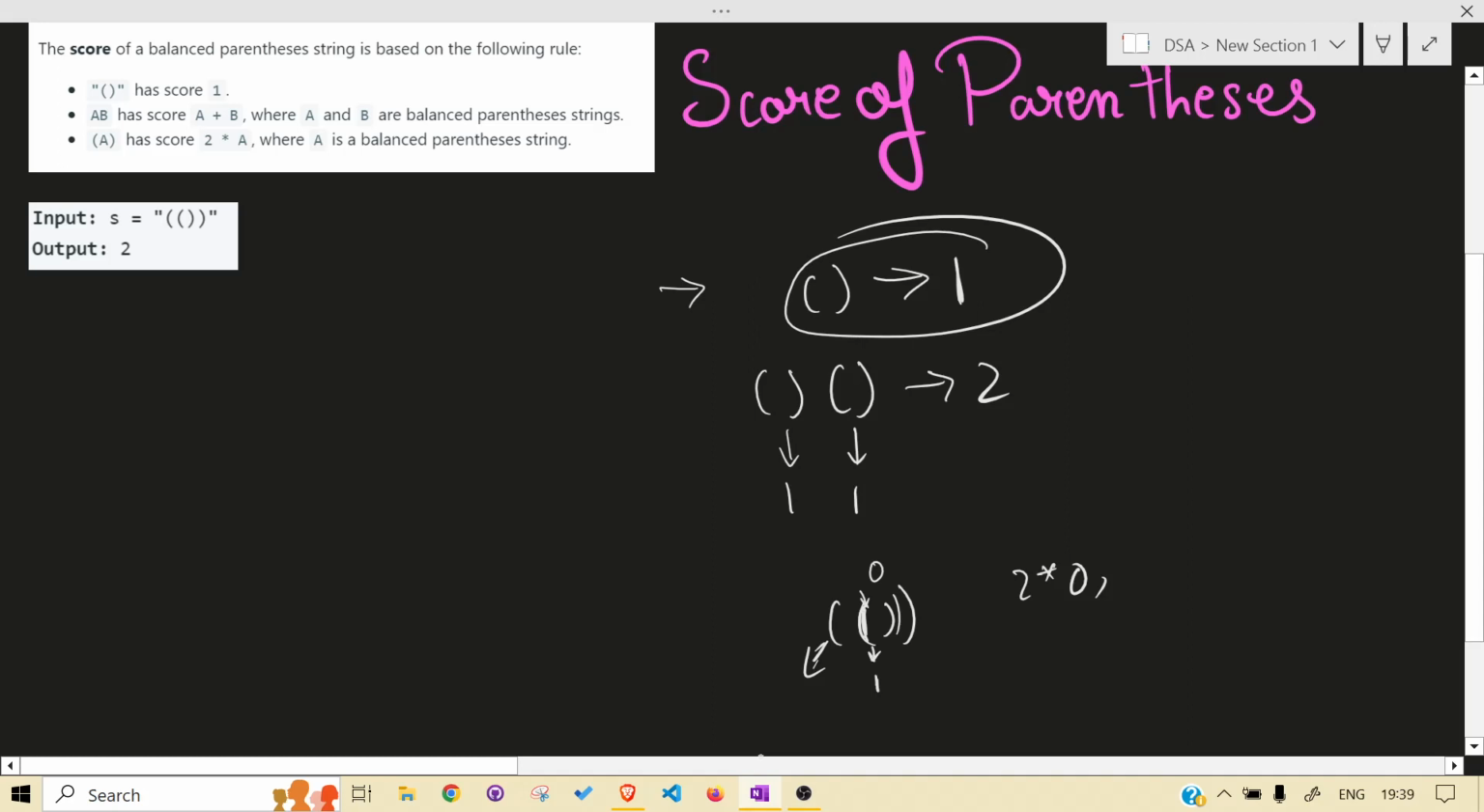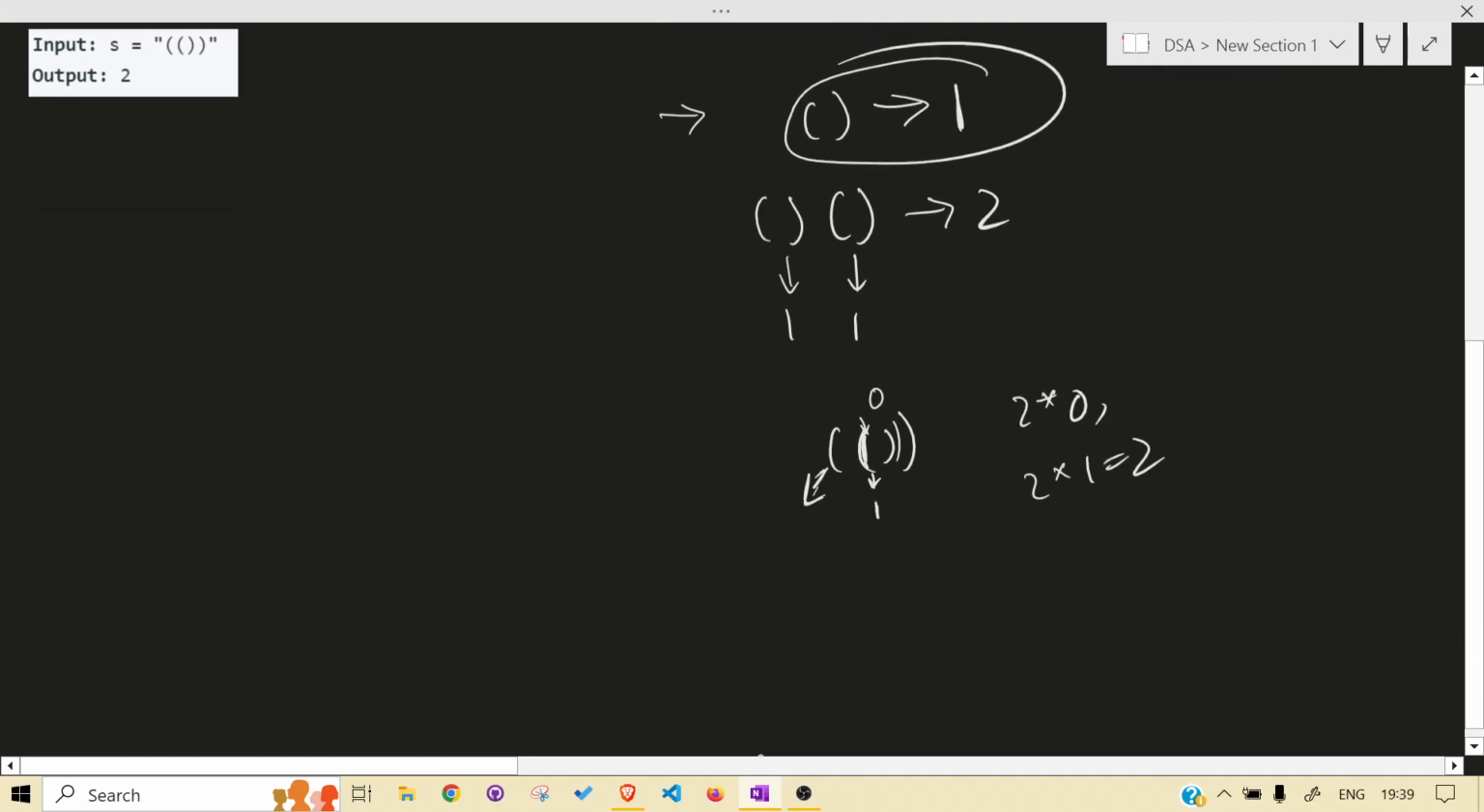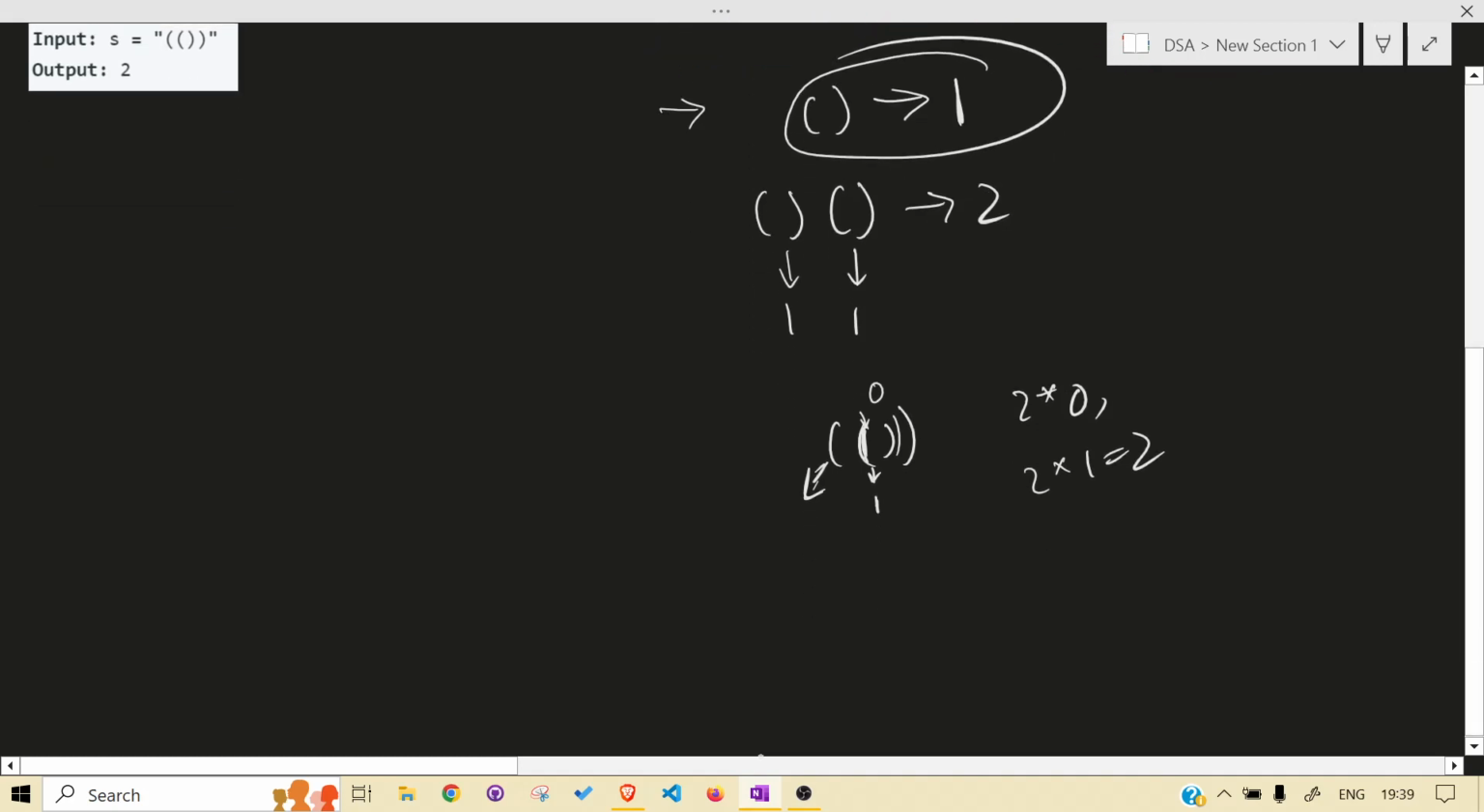But for this, what is the previous score? It's 1. 2 into 1, that's why 2. So that should be very much clear. And if you have done parenthesis questions, you know what to use. Stack.